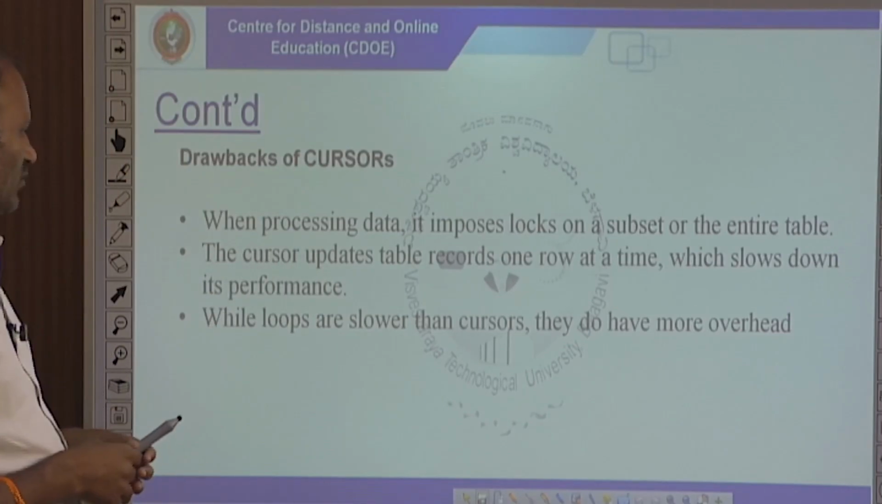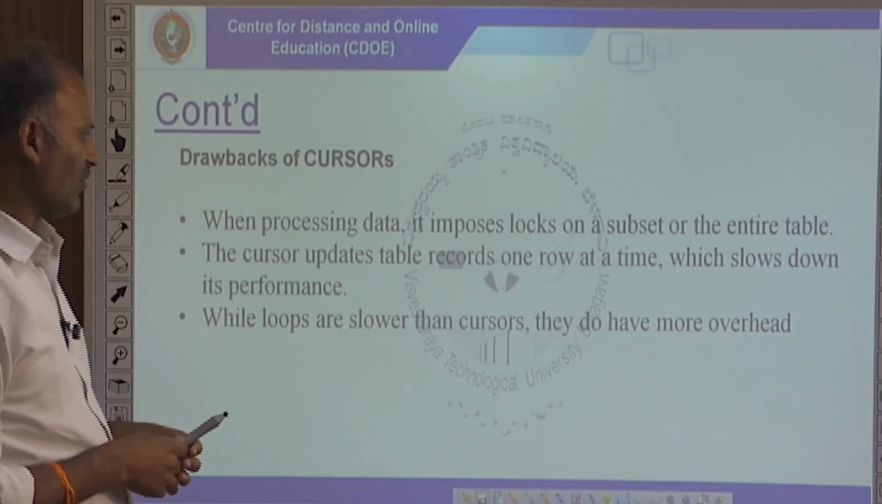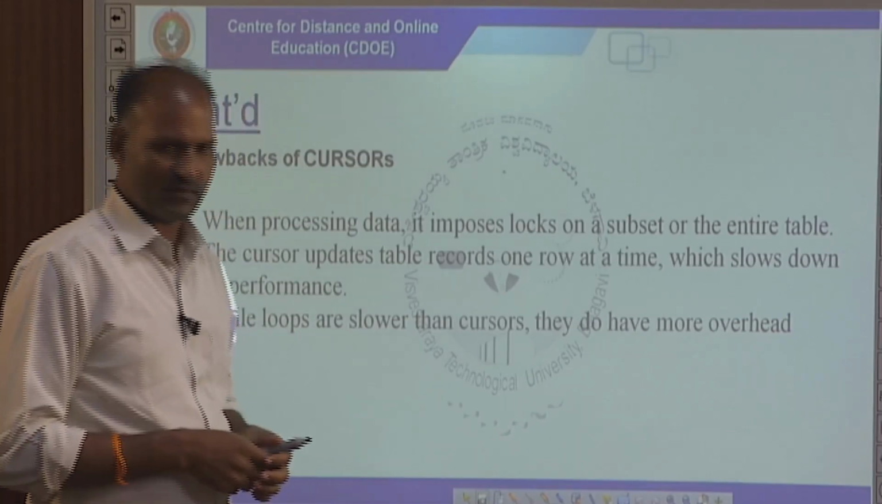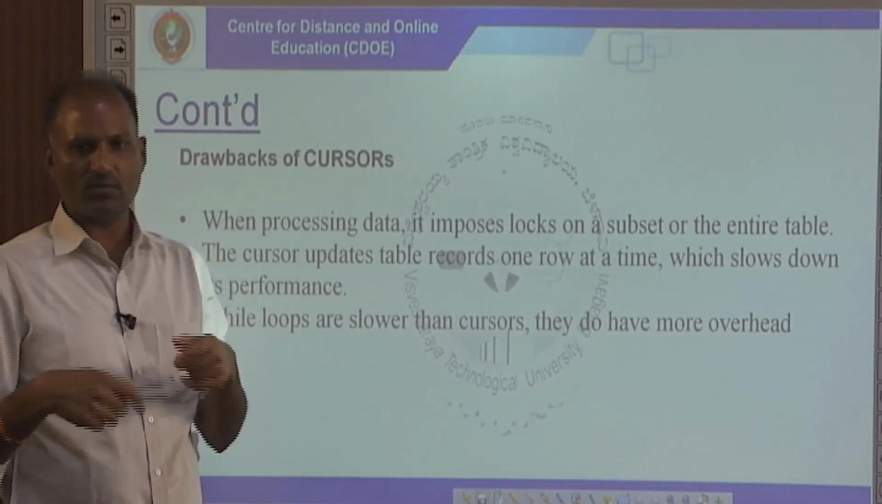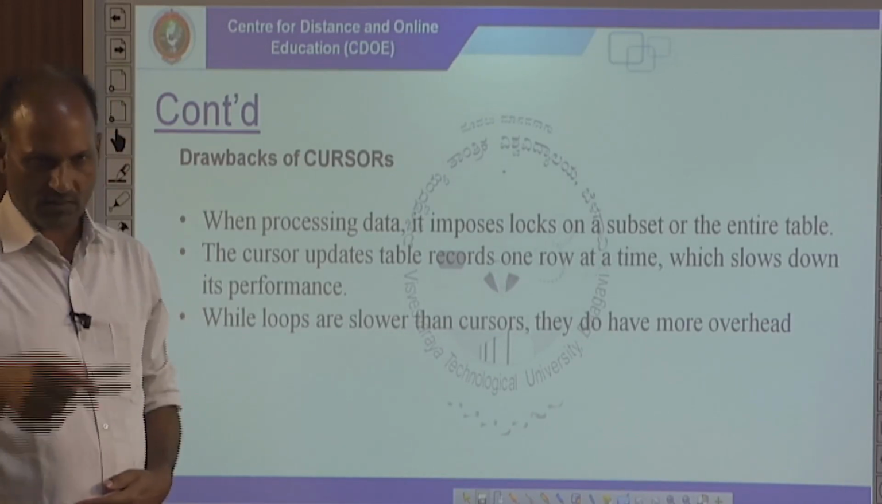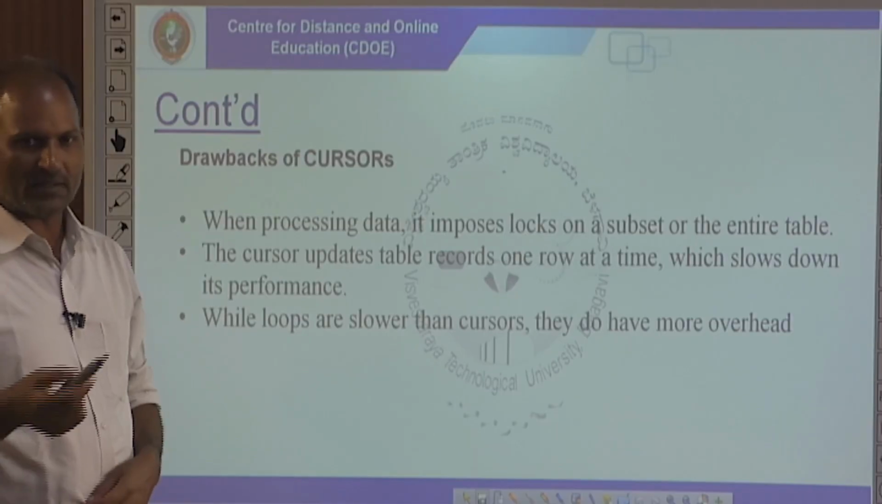While loops are slower than cursors and have more overhead. What does the while loop do? It loops on one record at a time, but it is slow compared to the cursor.